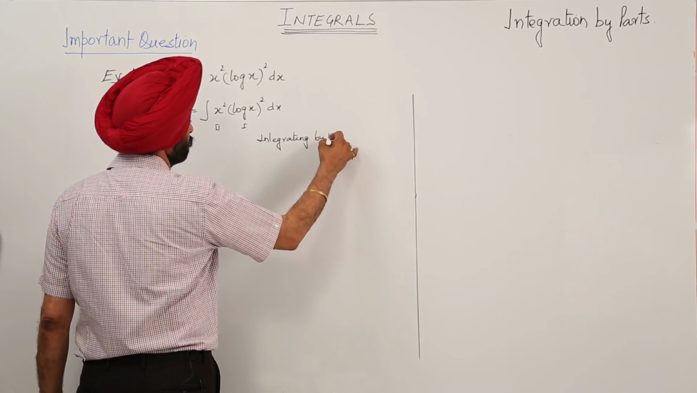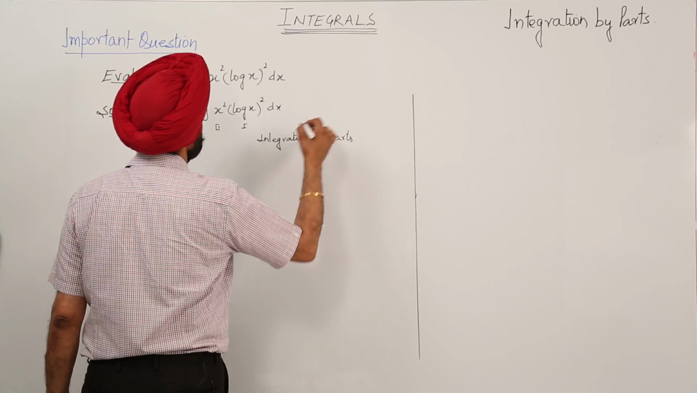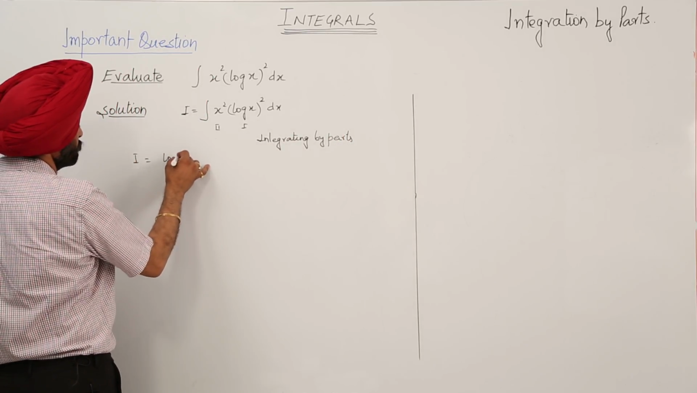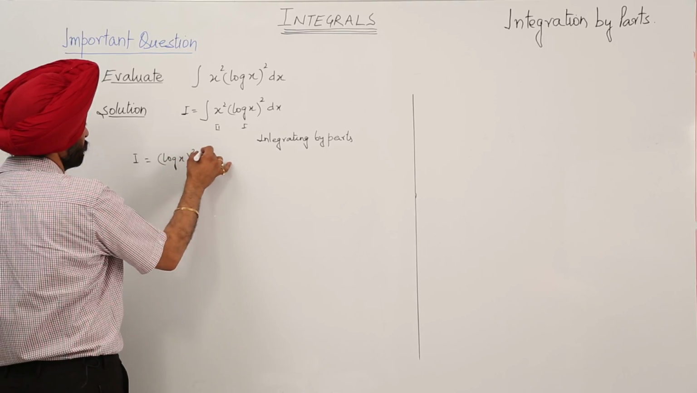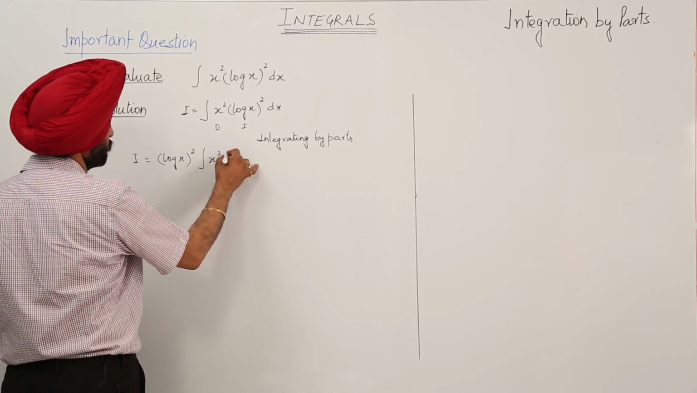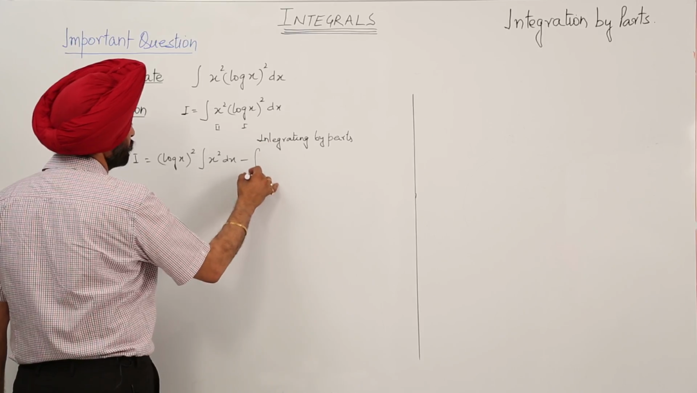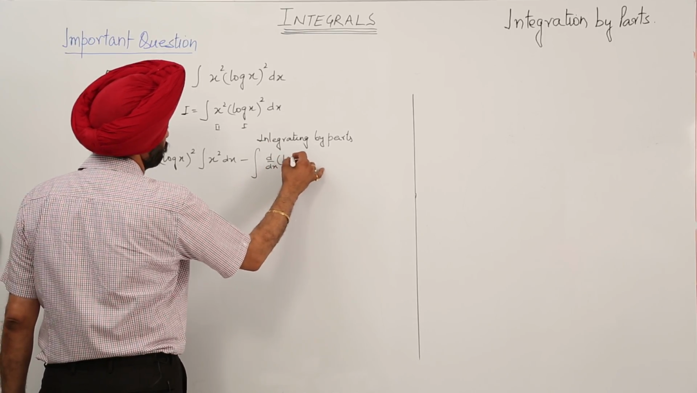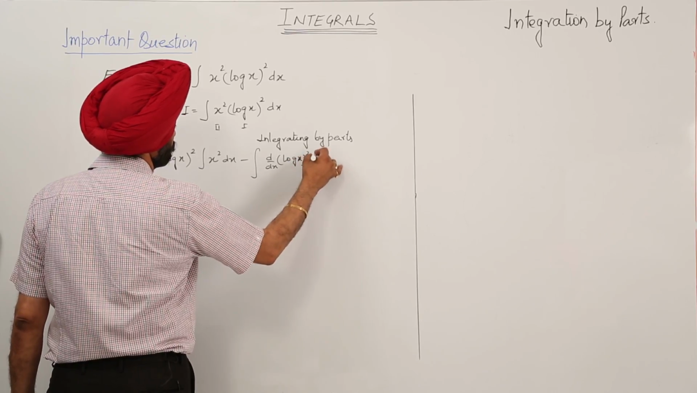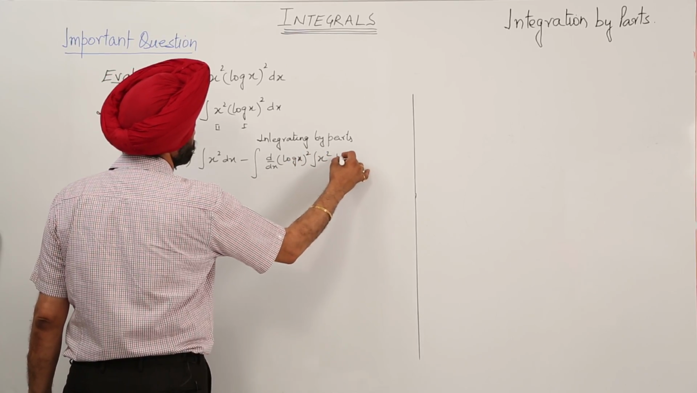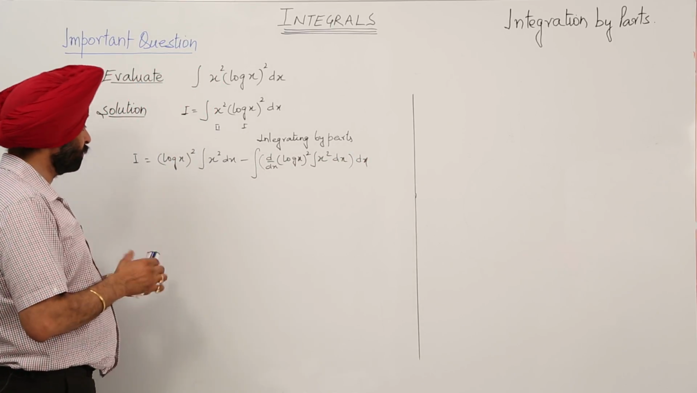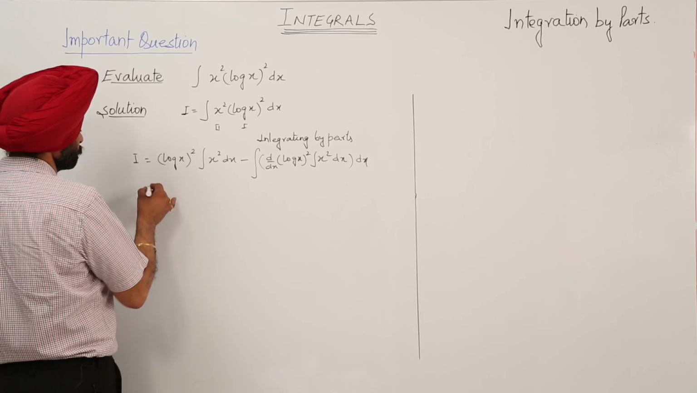What are we having now? The first function is log x. Now (log x) whole square as it is, integration of x square dx, minus integration of d by dx of (log x) whole square, integration of x square dx, with dx. Is it clear?